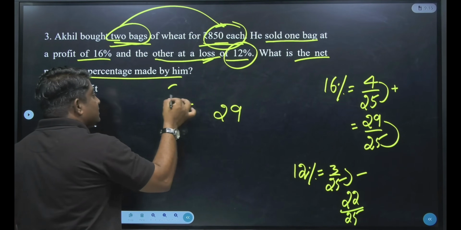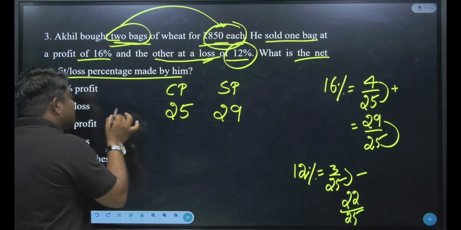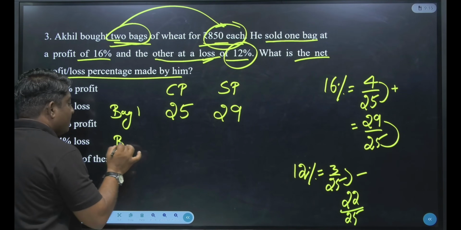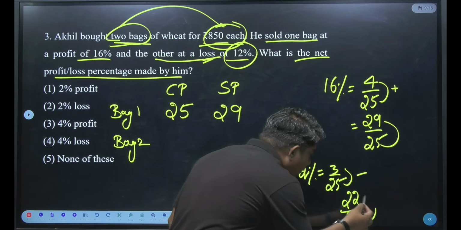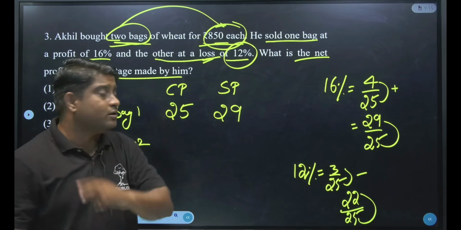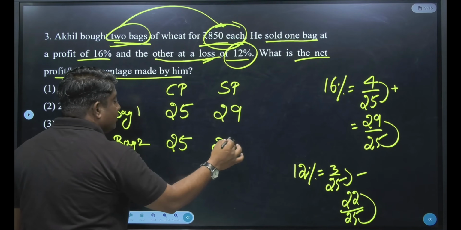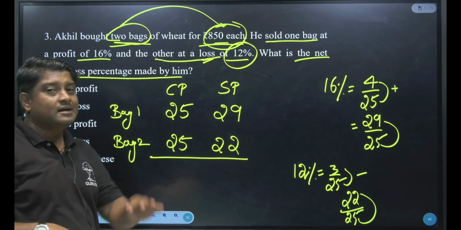That means this is the cost price and selling price of the first bag. This is bag number 1. Another bag is there, bag number 2. In bag number 2, he bought it for 25 rupees and he is selling for 22 rupees. That means nothing but the cost price of both the bags is the same.